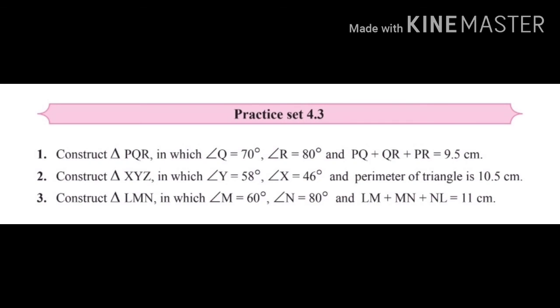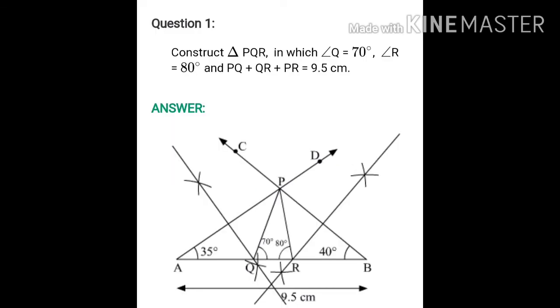Question number 1 is: construct triangle PQR in which angle Q is 70 degrees, angle R is 80 degrees, and PQ plus QR plus PR is 9.5 centimeters. That means the perimeter is 9.5 centimeters. The figure is as shown. First of all, you have to draw the base by taking the perimeter. Then draw the rays of angles, half of the angles given to you. Then draw the perpendicular bisectors.